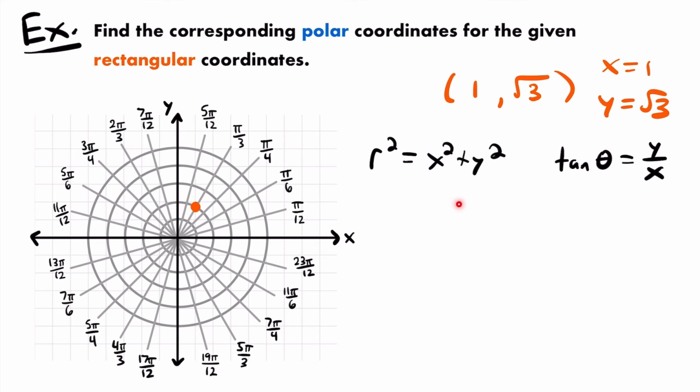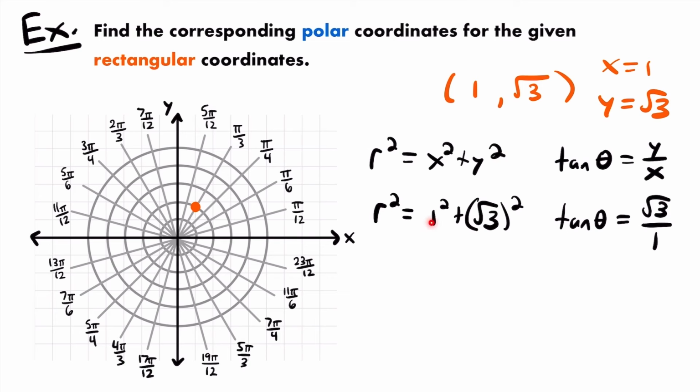All right, but if we use these two equations, let's plug in our values of x and y. We'll have r squared is equal to 1 squared plus the square root of 3 squared. And then we'll have tangent theta is equal to the square root of 3 divided by 1. Now 1 squared is 1, and the square root of 3 squared will be 3. So r squared will be equal to 1 plus 3. And 1 plus 3 is 4. So we'll have r squared is equal to 4. And then to solve for r, we can take the square root of both sides and find that r is equal to plus or minus 2.